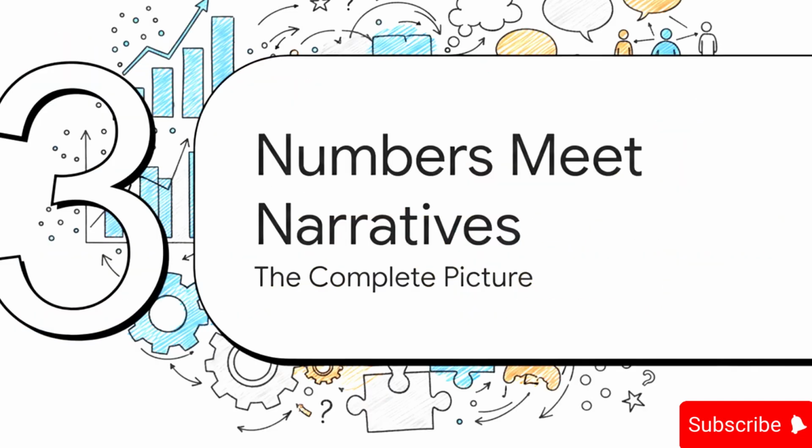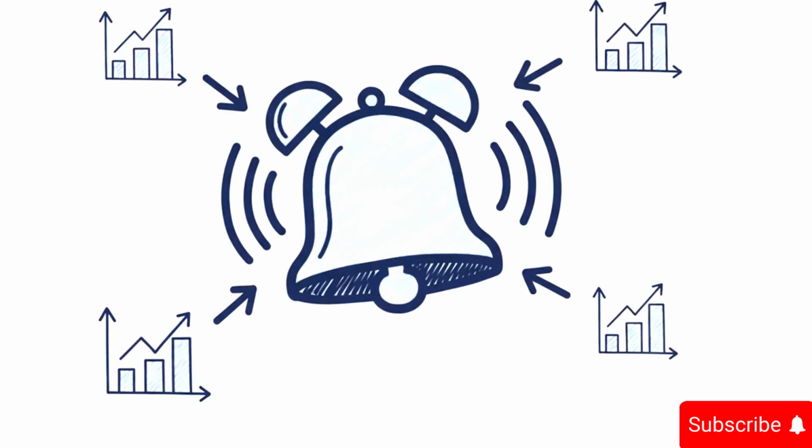Okay, so we've got one method for the whats and another for the why. They're both useful on their own, for sure, but when you bring them together, oh man, that's when the picture really snaps into focus. This is where numbers meet narratives. Just think of it like this. Your quantitative data is like a smoke alarm. It's that loud, impossible to ignore signal that tells you, hey, something important is happening over here. It can't tell you what started the fire, but it makes sure you know there's a problem.